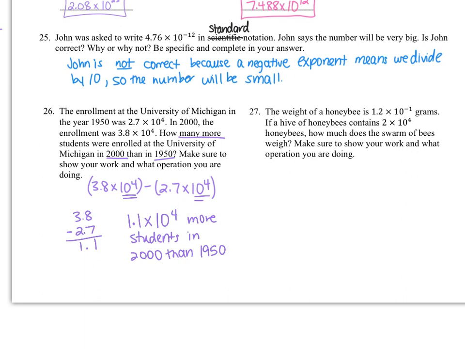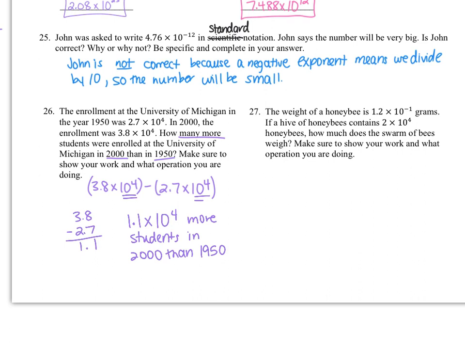Okay, number 27. The weight of a honeybee is 1.2 times 10 to the negative 1 grams. If a hive of honeybees contains 2 times 10 to the 4th honeybees, how much does the swarm of bees weigh? Make sure to show your work and what operation you are doing. So the swarm of honeybees, so we're not including how much the hive is, just the honeybees. How much would all of those honeybees weigh?